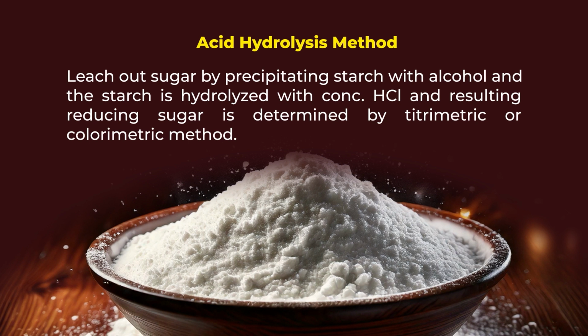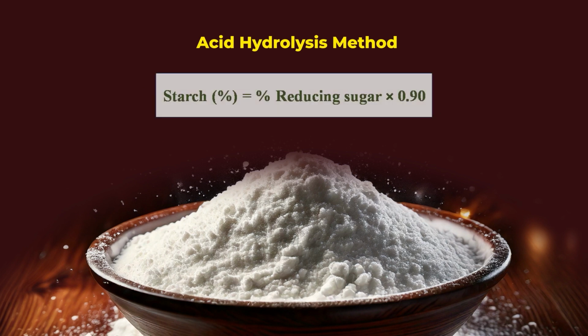We'll repeat that. We take the sample, we precipitate the starch by adding alcohol. That starch we convert into reducing sugar, and whatever percentage of reducing sugar is there, multiplied by 0.90, gives us the percentage of starch.